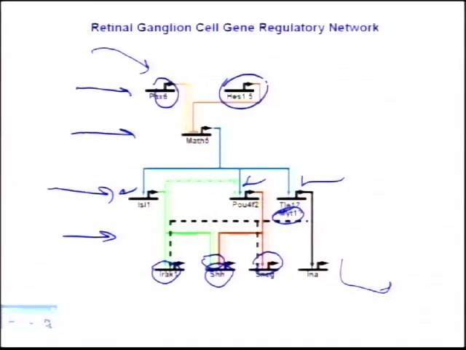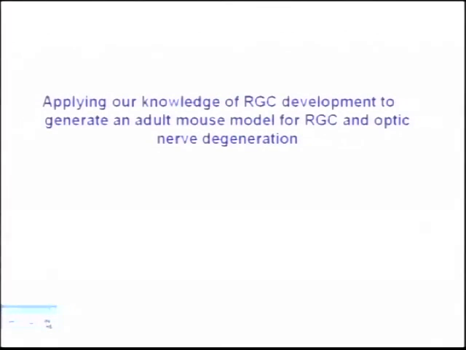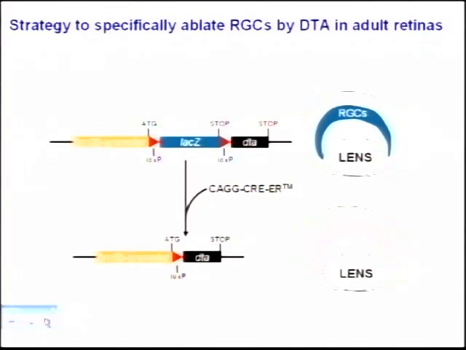And what we started with was one of the central nodes, and the gene that we had spent the most time studying, the Brn3b POU4F2 gene. And so what we were asking is, can we apply our knowledge of ganglion cell development to generate an adult mouse model for optic nerve degeneration? So the way we did these experiments was to use yet another genetic engineering approach.